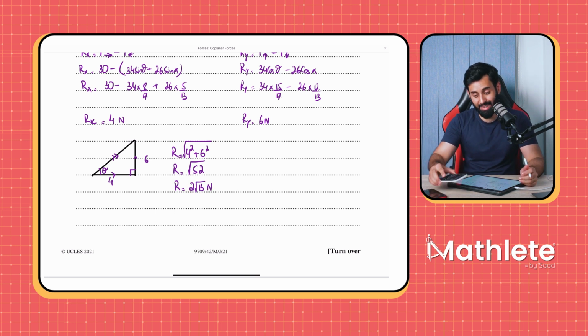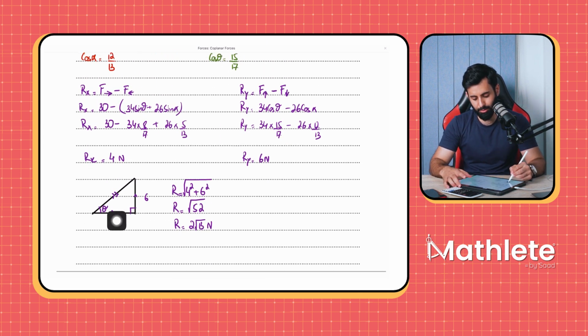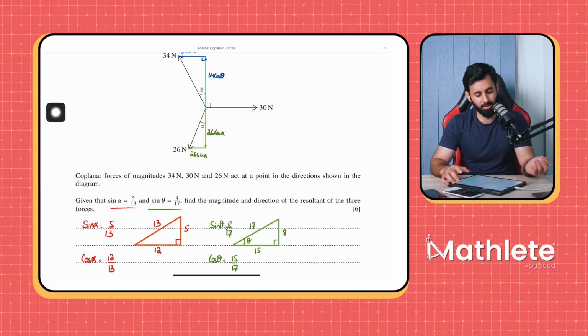Now, what about the direction? Now, notice that this horizontal force of 4 newtons is actually in line with the 30 Newton force. Why? Because they're both horizontal.